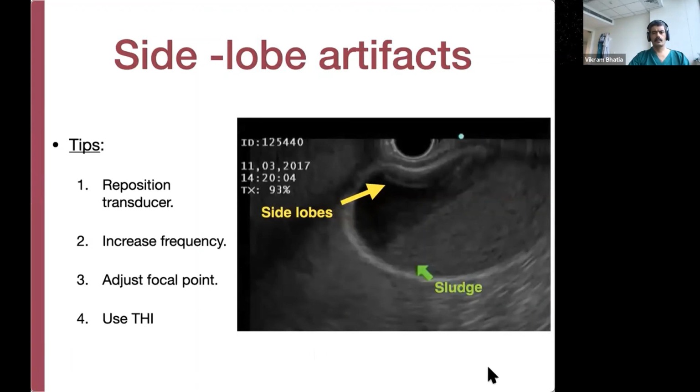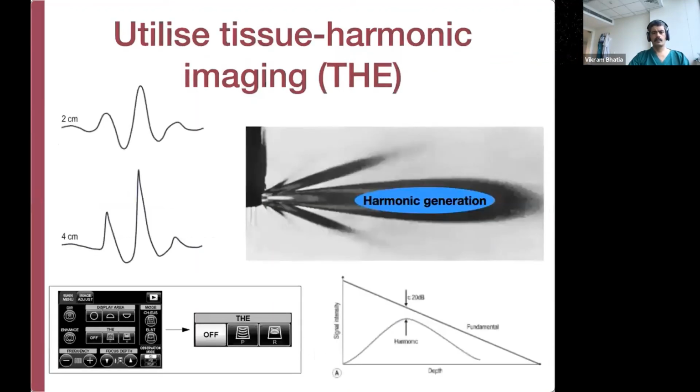In my last slide, I shall just introduce the concept of utilizing tissue harmonic imaging for optimizing the EUS imaging. Now, remember that most imaging artifacts are caused by the interaction of the ultrasound beam with superficial structures. Tissue harmonics develop as the ultrasound beam goes deeper inside the tissue. So when the ultrasound beam starts from the transducer, it is symmetrical. As it propagates, it gets distorted and harmonics are generated. So harmonics are generated at a depth from the transducer, so the superficial artifacts are eliminated. This is the first point.